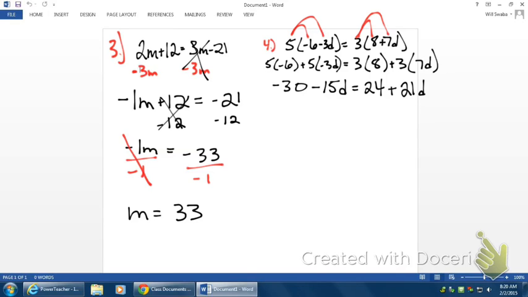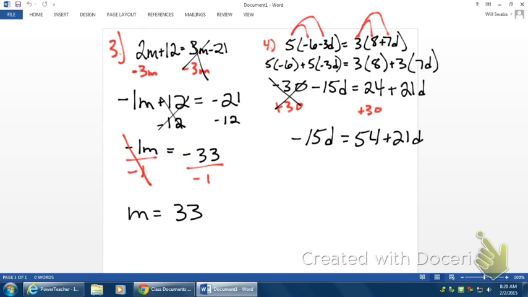All right. Now, from here, a couple different ways. Looks like to me I'm going to add 30 to both sides. That's fine. Let's add 30 to both sides. Now, if I add 30 to both sides, it gets rid of that left side. Back on track. All we have left on the left side is a negative 15D. That's good. Now, 24 plus 30 is going to give me a 54 plus 21D.